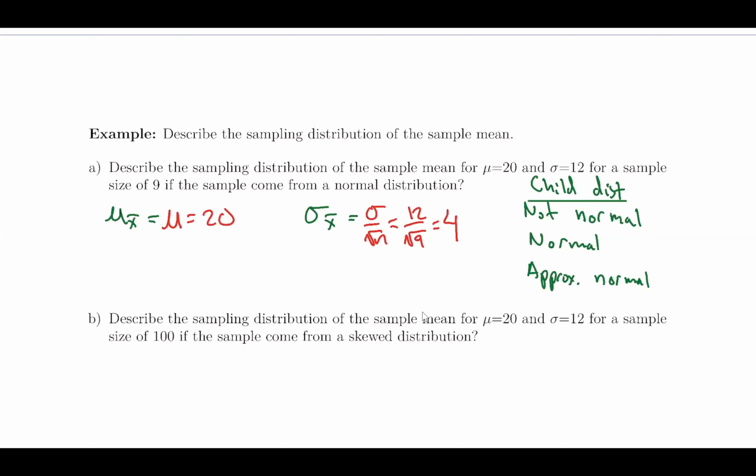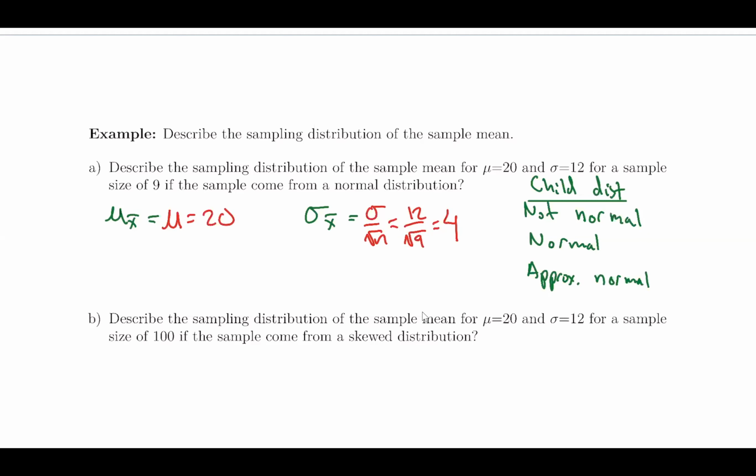Okay. So now we're going to make a comment about the child distribution. I'm either going to say the child distribution is non-normal. If it's non-normal, that means the problem doesn't state the distribution is normal, and it failed the central limit theorem, meaning the sample size was too small. If it's normal, that means the problem states that the parent distribution is normal. If it's approximately normal, that means the problem doesn't state that it is a normal distribution, but the central limit theorem does apply and our sample size is greater than or equal to 30, so we can say it's approximately normal.